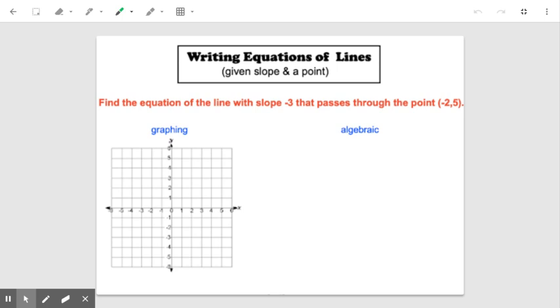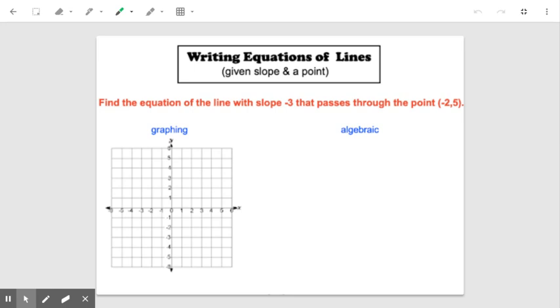Just doing a quick review of writing equations of lines, especially if you are given the slope and a point. So if you take a look at this problem in red, it says find the equation of the line with slope -3 that passes through the point (-2, 5). Now, if we had a graph, this is easy.